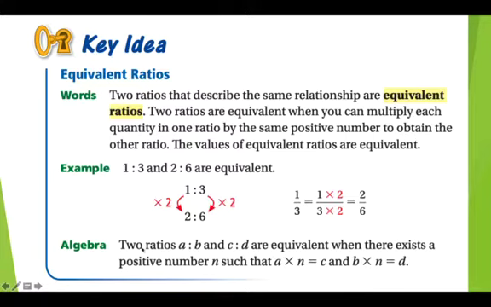In algebra, two ratios A is to B and C is to D are equivalent when there exists a positive number n such that A times n equals C and B times n equals D. In this case, 2 is the n. If two ratios are equivalent, we also call them a proportion. Let's see what a rate is.